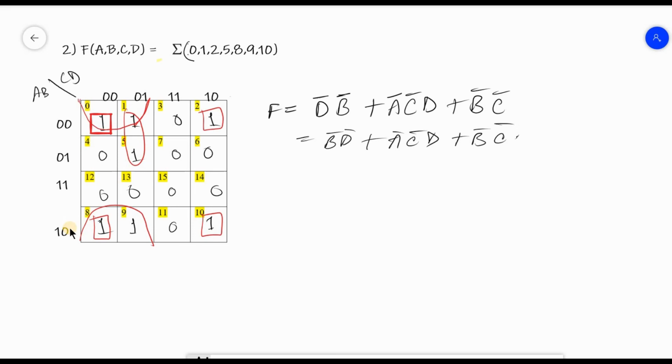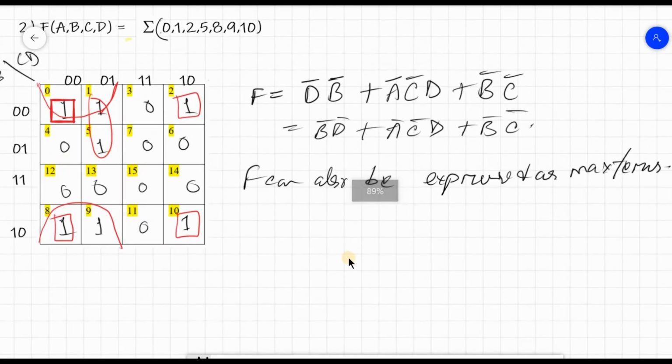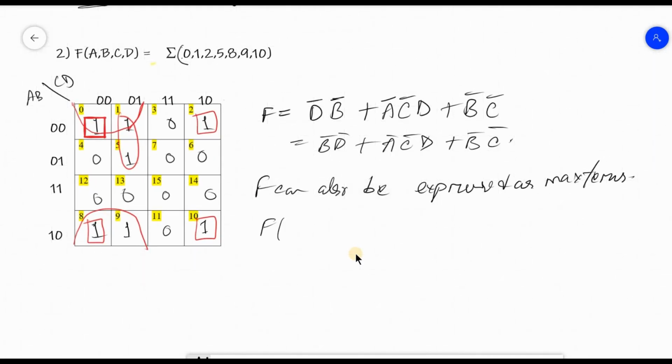Now from this I can also write the function in terms of max terms. So F can also be expressed as max terms. That is why I just included zeros here. So when F is expressed in terms of max terms, it is this symbol of pi that indicates max terms, and the corresponding box numbers here are 3, 4, 6, 7, 11, 12, 13, 14 and 15.